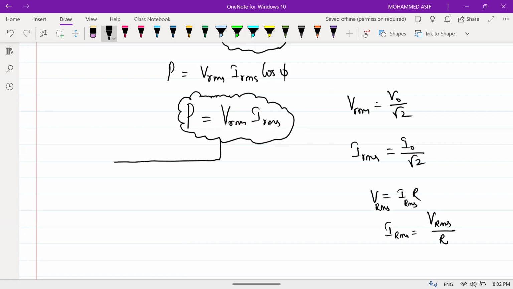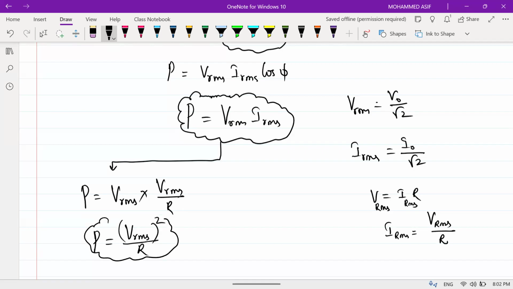So this formula can also be written like this. P is equal to VRMS multiplied by IRMS, that is nothing but VRMS divided by R. So power will be equal to VRMS whole square divided by resistance R. Got it?